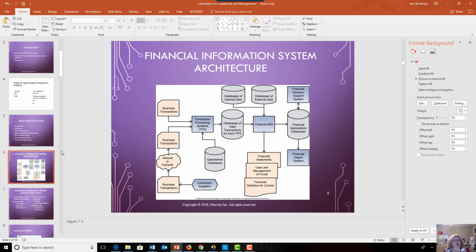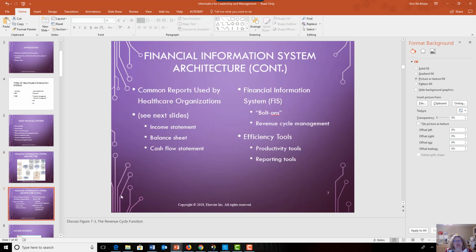So remember, this is just one part of the health information system. And so we have this financial system, which not only does all of the things that we talked about as far as processing claims and so forth, it also issues certain reports that are required by our healthcare organizations. It also has bolt-ons. These are other types of software that can be added on or hardware that can be integrated into the system. We also manage the revenue cycle.